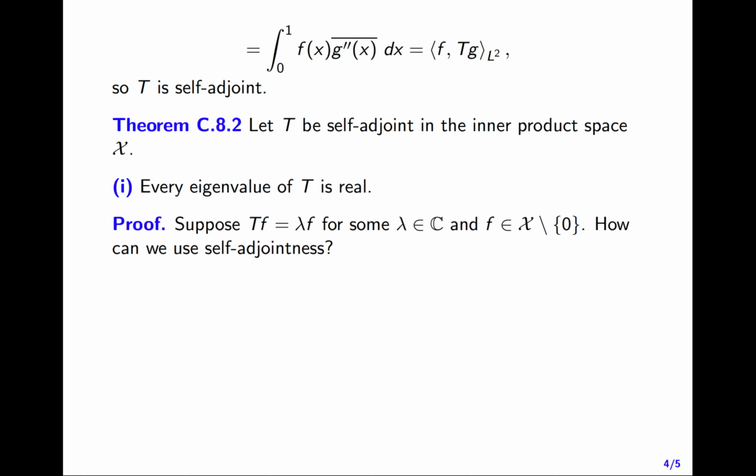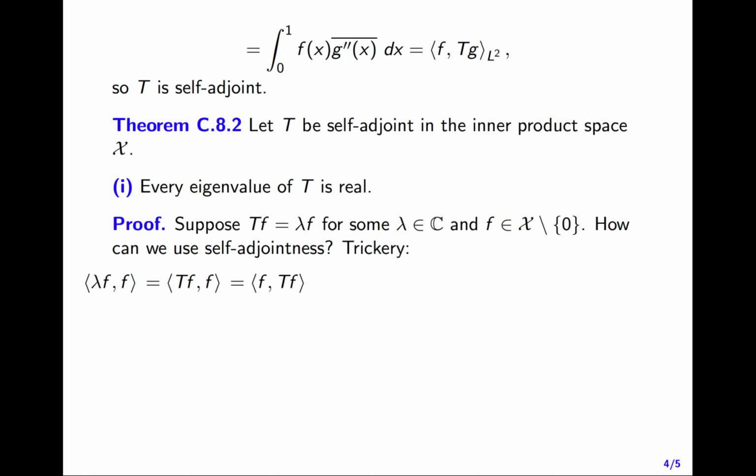So how can we use self-adjointness here to tell us something about lambda? And the answer is a bit of trickery. Say we start out computing the inner product of lambda times f against f. There's no reason we really should do this, but it's the right thing to do. Well, this is the inner product of Tf with f, because lambda f is equal to Tf.